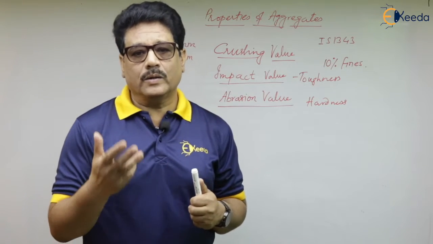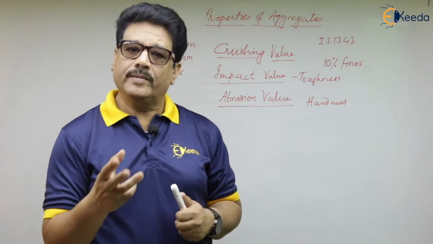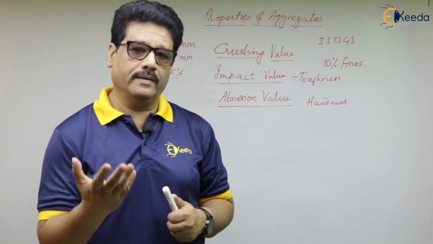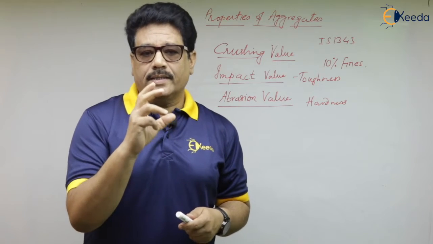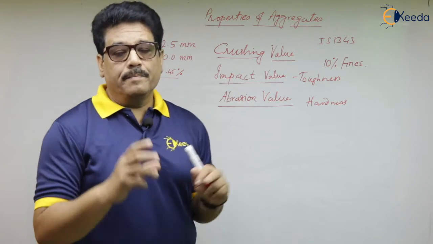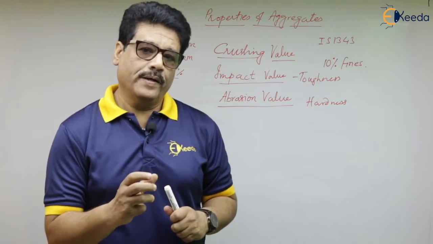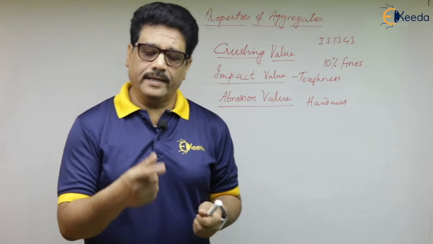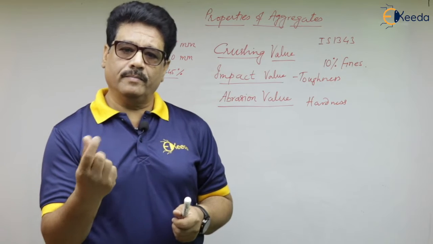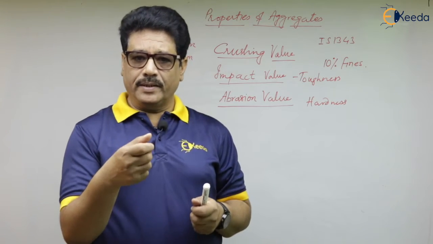The students also are required to perform experiments in the laboratory in their respective institutes, and therefore you should be very clear in understanding the meaning of that crushing value. Similarly, impact value: when a sample is there, again 12.5 mm and 10 mm, in between these two sizes the sample is to be collected.